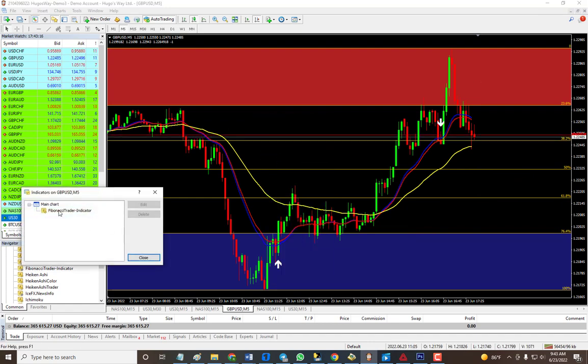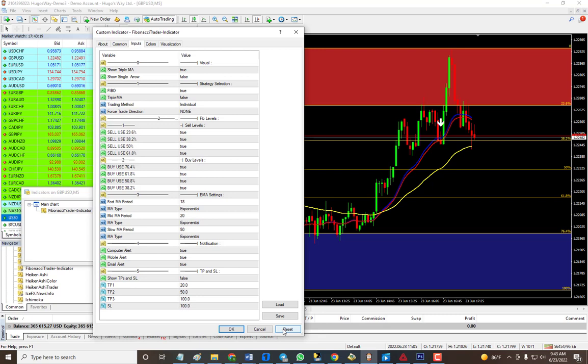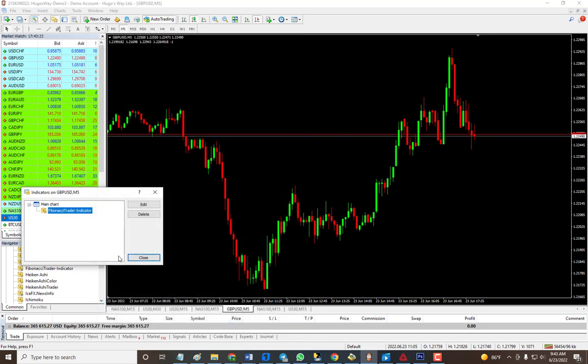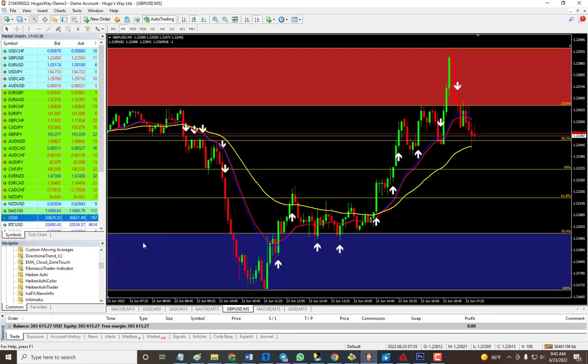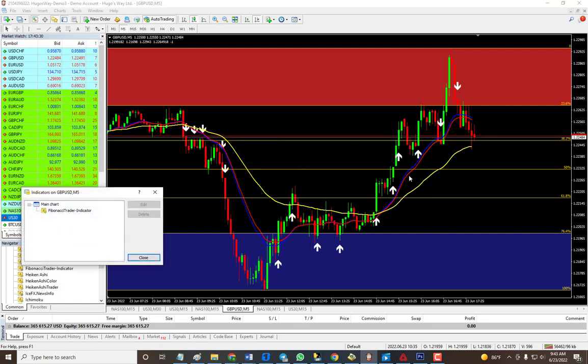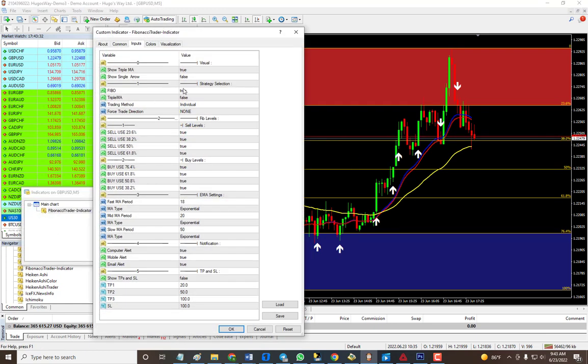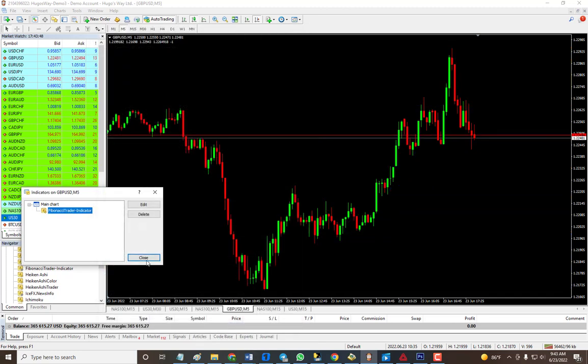But the default settings of the indicator are for scalping, and this is how it looks with the default scalping settings. Then let's say you would like to filter with the moving average, so I'm going to go ahead and turn this to true. If you still want it individual, the cross is going to give you a signal. Anyway, I'll leave it as individual, and then click OK.